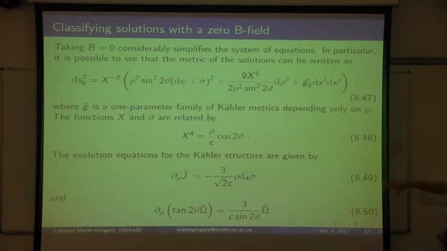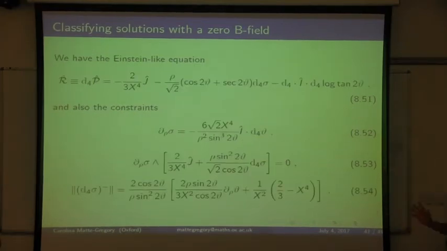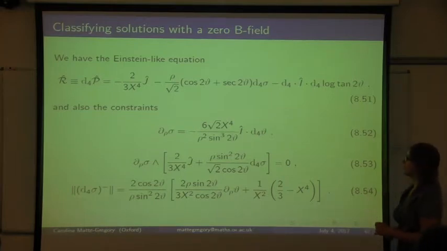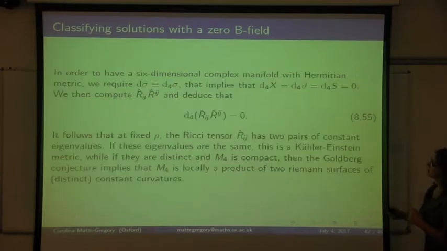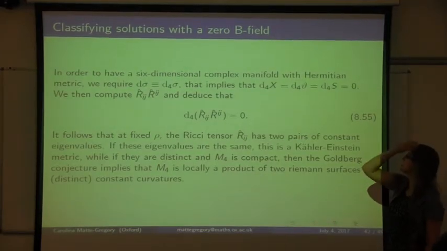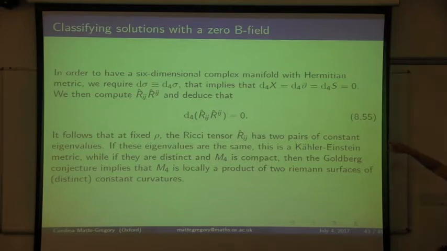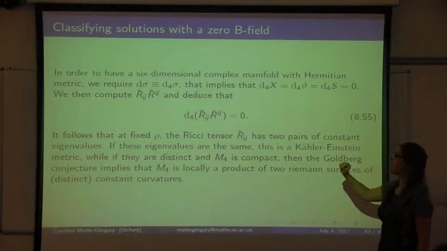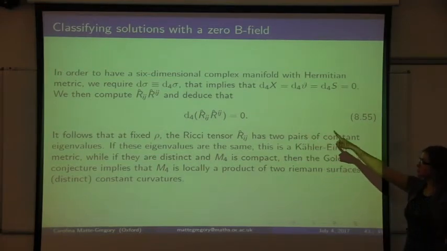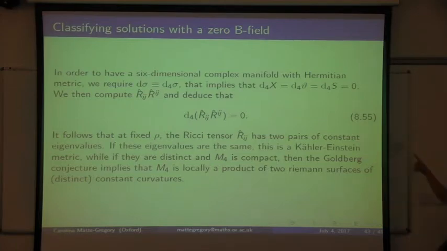So these two pages now, this is the setup. This is all they have to respect to give you a solution for Romans supergravity with the B field equals 0. Now, we can look further at what this means. In particular, we can look at this Ricci form. In order to have a six-dimensional complex manifold, we actually need some constraint on a three-form. But this implies that this sigma has its derivative.